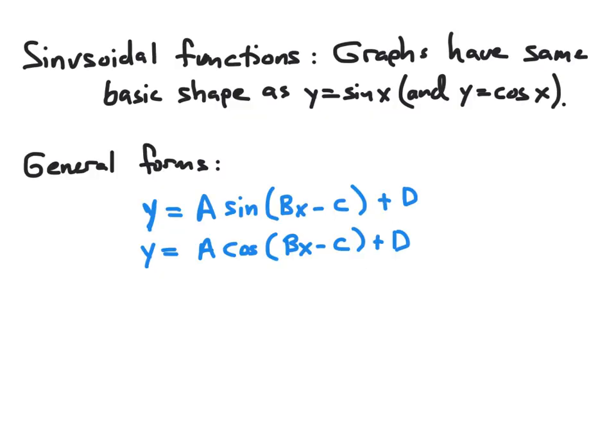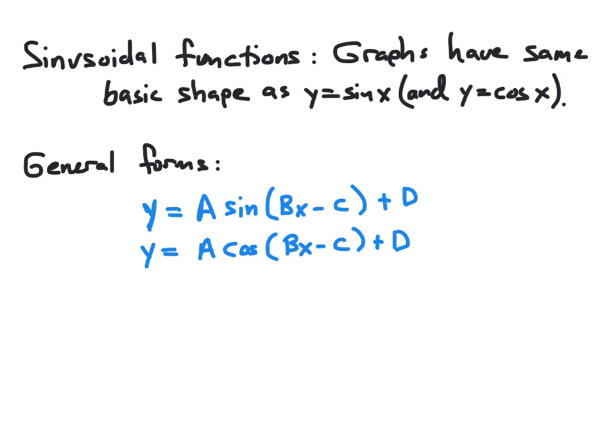A sinusoidal function is a function whose graph has the same basic shape as a sine or cosine curve. The graph will consist of a wave, which could have a different height or a different period than the sine and cosine function, but will have that same general wave shape that the sine and cosine functions share.